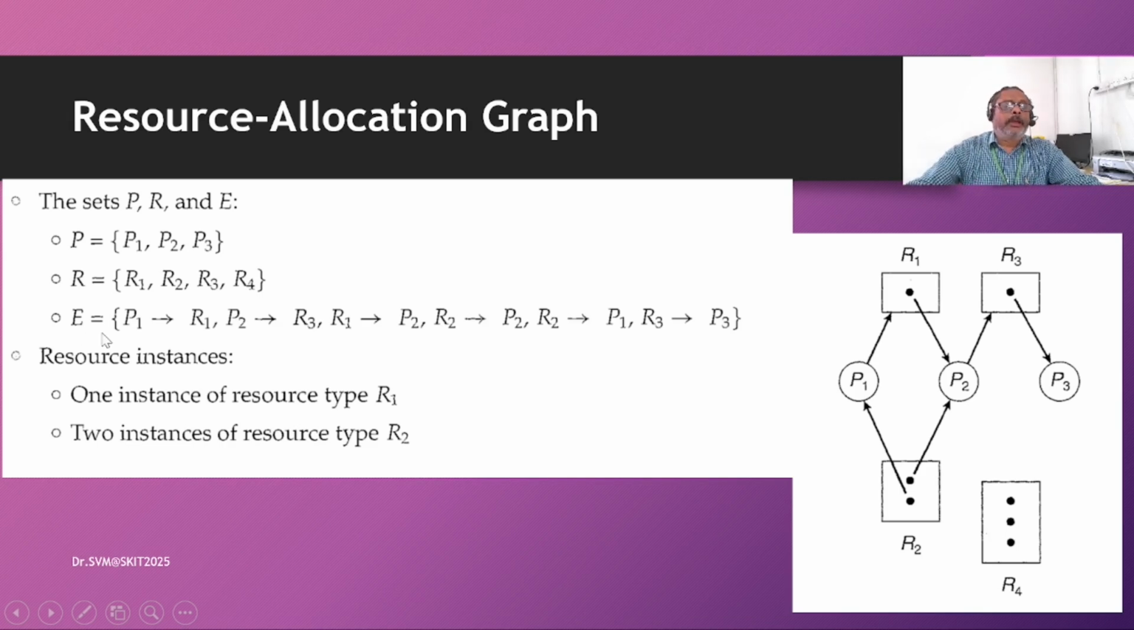P1 wants R1. P2 wants R3. R1 is assigned to P2. One instance of R2 is assigned to P2. Another instance of R2 is assigned to P1. Then R3 is assigned to P3.